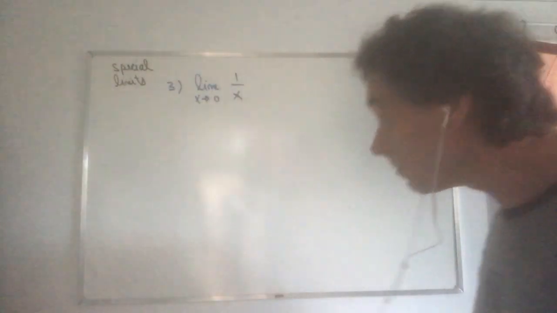Okay, so one more special, very, very special limit to take a look at. And it is the third one. Now this one may be one of the most important ones in the entire chapter. Limit as x approaches 0 of 1 over x.